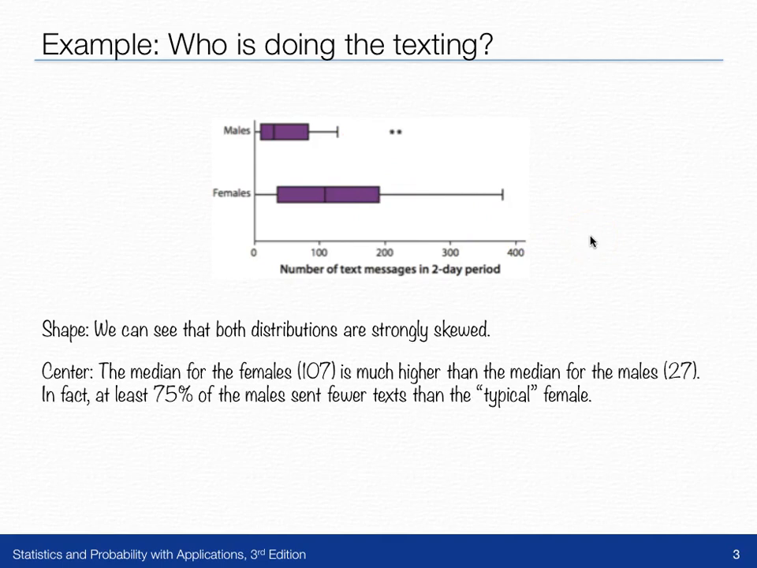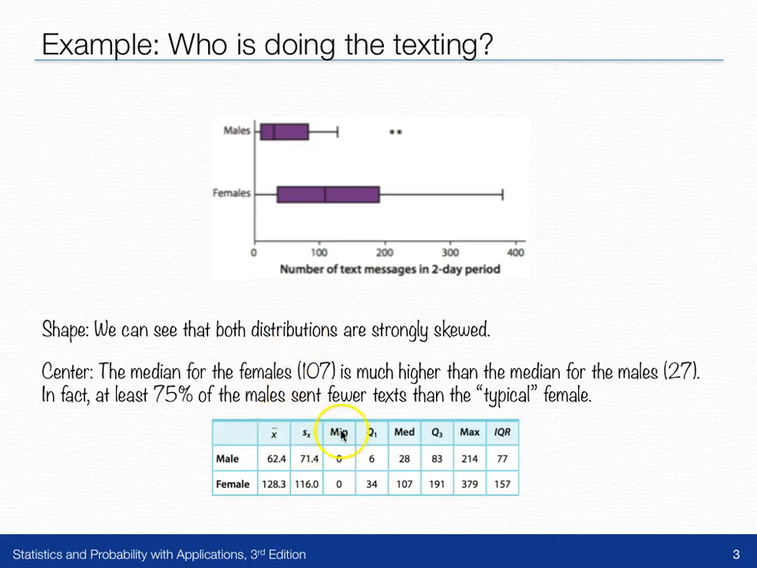Center. The median is the measure of center we're going to want to use. Now you might be saying, well, don't we have the means from the table? We do have the means from the table. We just don't want to use them. The reason is because the distributions are both skewed. So the median is the better measure of center.